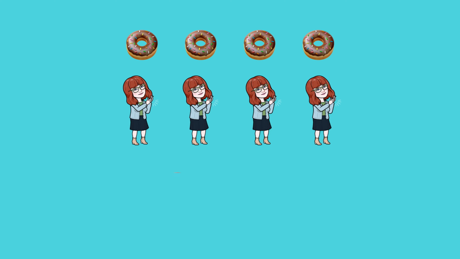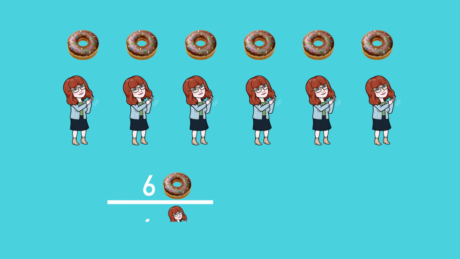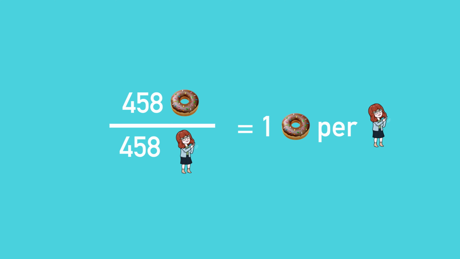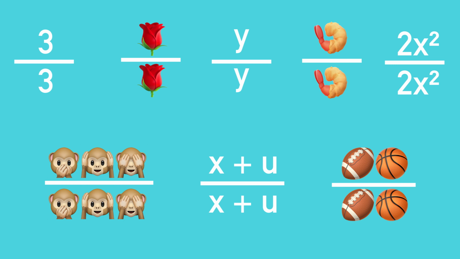If we have 4 donuts and split them between 4 people, each person will get 1 donut. If we have 6 donuts and split them between 6 people, everyone still gets 1 donut. This is true any time that you have the same value in the numerator and the denominator. 458 donuts for 458 people, 1 donut each. X minus 7 donuts for X minus 7 people, 1 donut each. And this will work for anything that can be written as a ratio. So all of these fractions equal the same thing.